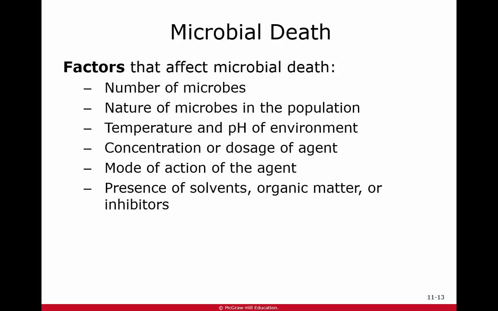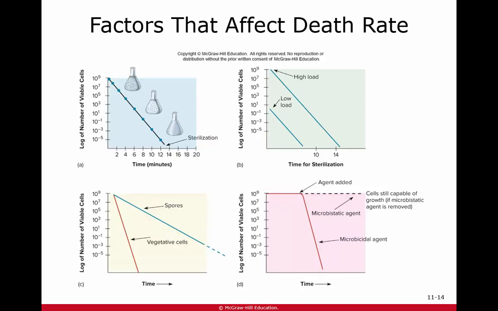Usually it's going to be a broad spectrum. We're going to look at the temperature and the pH of the environment to control them, and the concentration or dosage of the agent that's being used and how the agent acts, and whether there's organic matter or solvents, things like saliva or blood or feces there. So all of these things will affect the death rate.